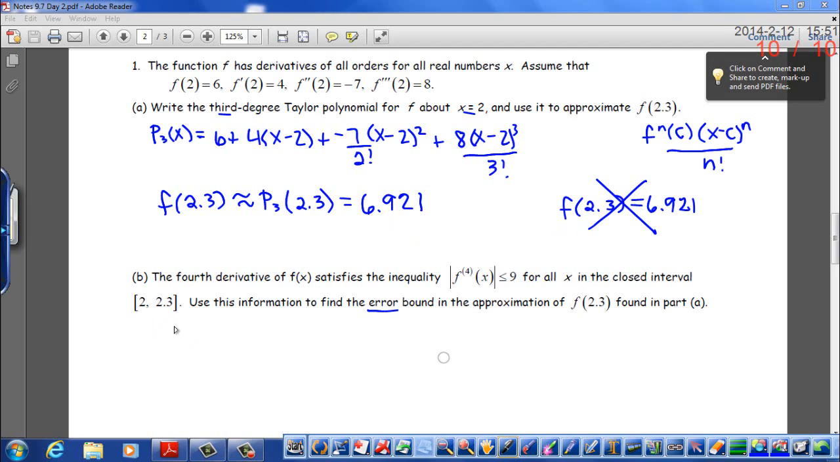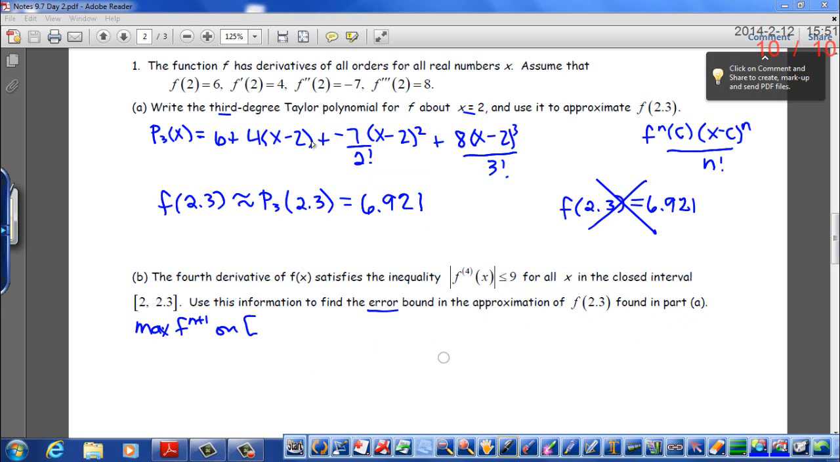Well, we know that our error, using either Taylor's theorem or Lagrange error, whatever you want to call it, it's all the same thing, is the maximum of my next derivative on the interval between x and c.